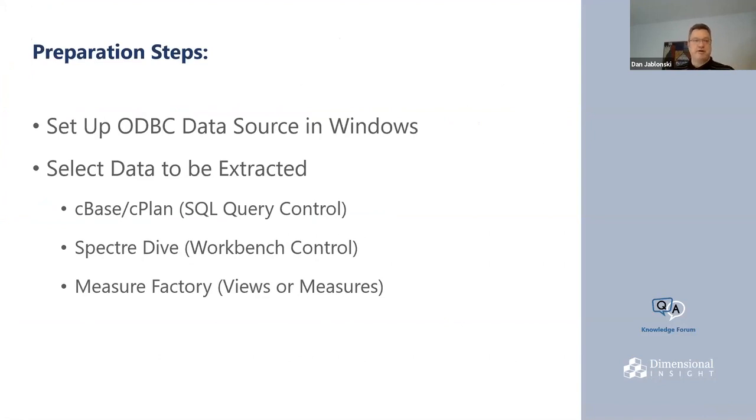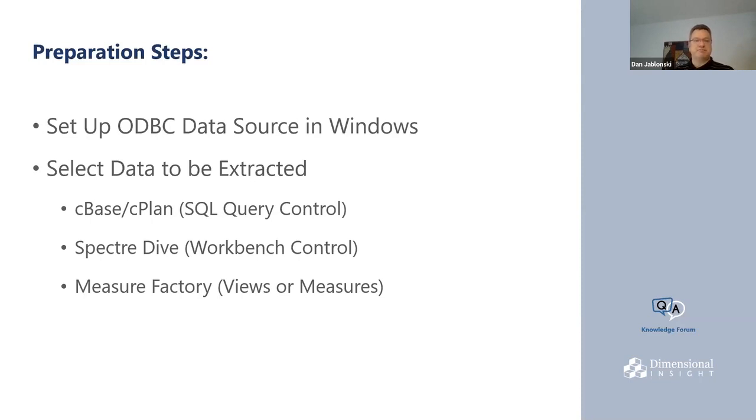First, we're going to have to prepare an ODBC data source in Windows, get the driver installed and configured. Then we're going to have to choose the data that we want to extract. And depending on how we're setting things up, we might choose from a couple of different options. We can point the driver at a C-base or a C-plan, and then control what we get back from that data via a SQL query.